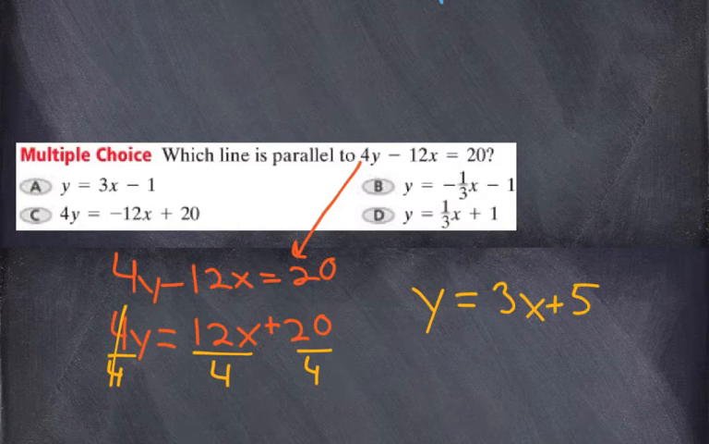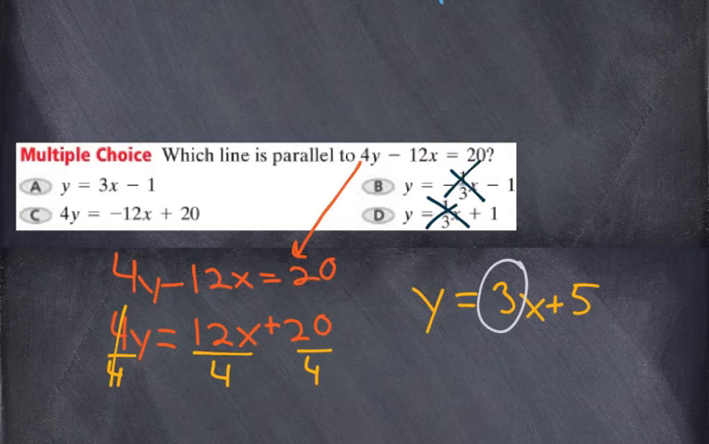Now if you're just looking for what's parallel, doesn't matter what the y-intercept is, we just want to look at the slope. So in this case, this has a slope of 3, which means that eliminates this as an option, because that says 1/3. This one says negative 1/3, but there goes our 3 right there. So A must be your answer, because it has a slope of 3 as well.